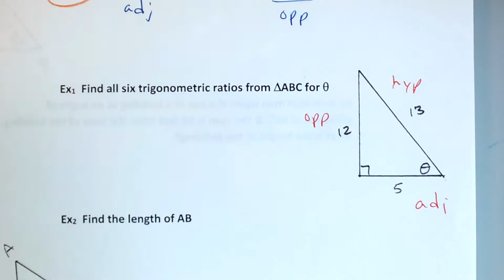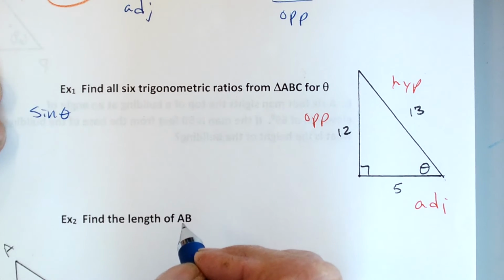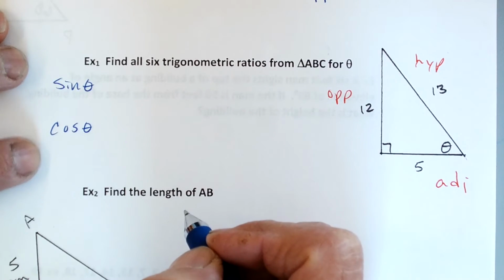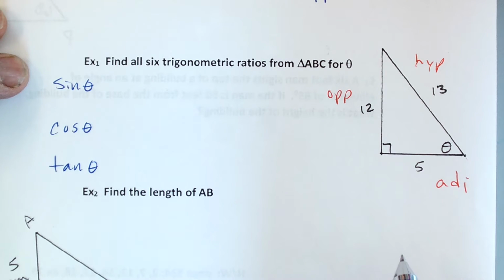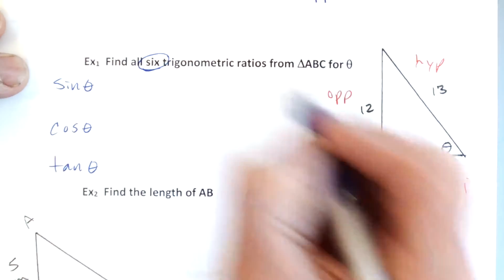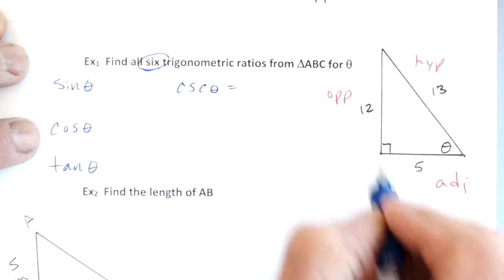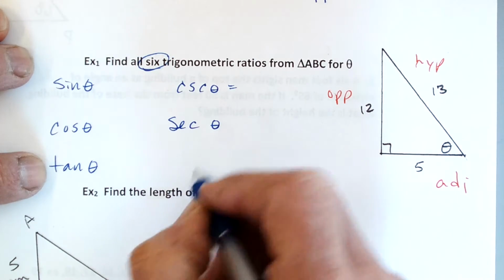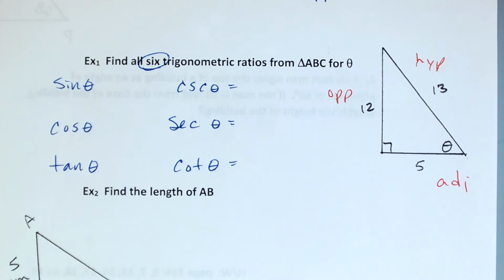So I need all 6 ratios. I need the sine of theta. I want the cosine of theta. I want the tangent of theta. I need all 6, so therefore I'll need the cosecant of theta. I'll need the secant of theta, and I'll need the cotangent of theta. How am I doing so far? Okay. I'll let you catch up.